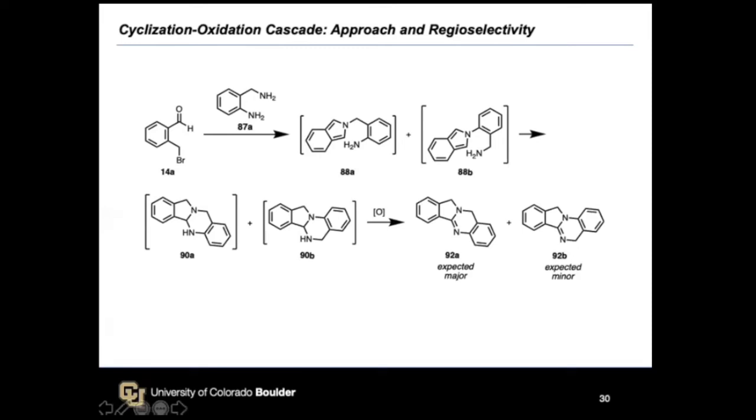In addition to the major regioisomers shown on the previous slide, which comes from the more nucleophilic benzylamino group forming the isoindole and the less nucleophilic aniline amino group cyclizing, we would also get a minor regioisomer from the aniline forming the isoindole instead. And that is this one, 92B there.